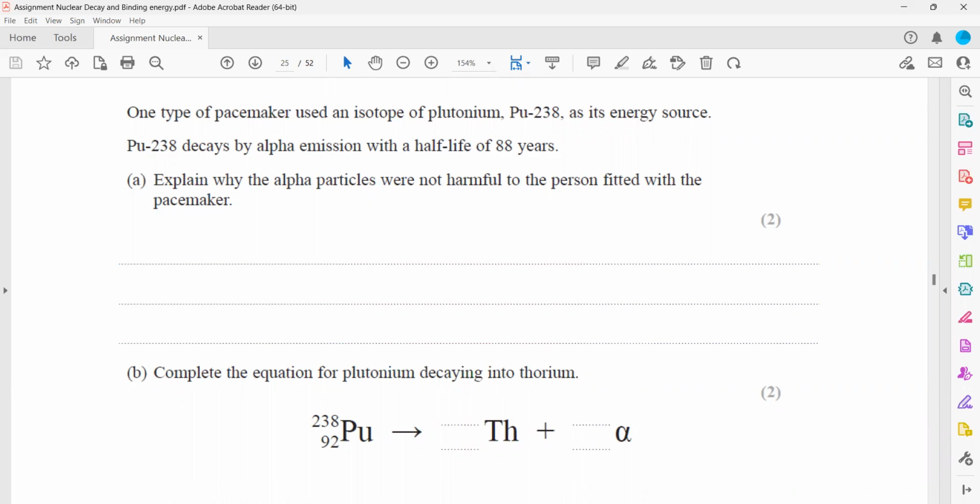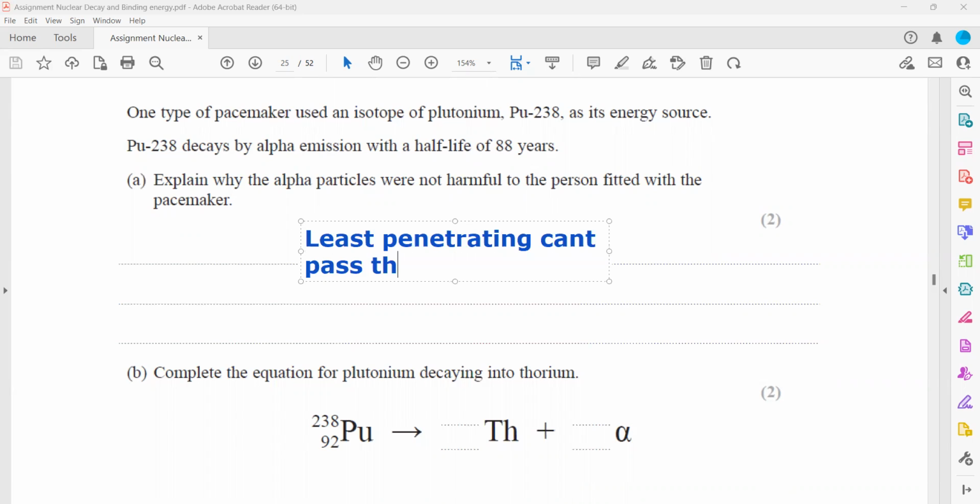Because first thing, alpha particles are the least penetrating. They cannot even pass through the walls of the pacemaker. That's why. So alpha particles are least penetrating, cannot pass through the walls of the pacemaker.